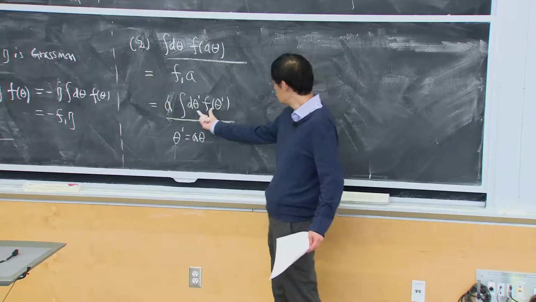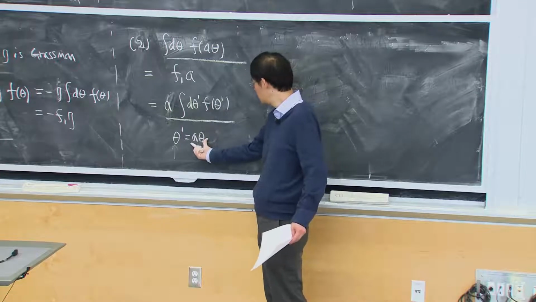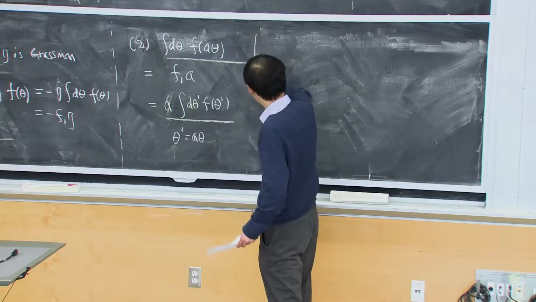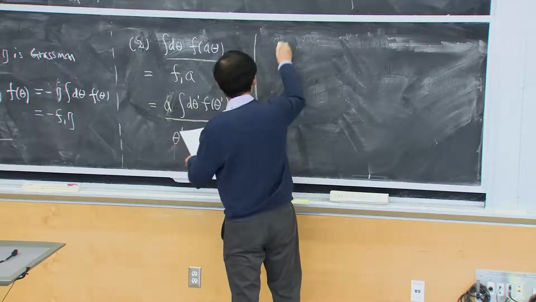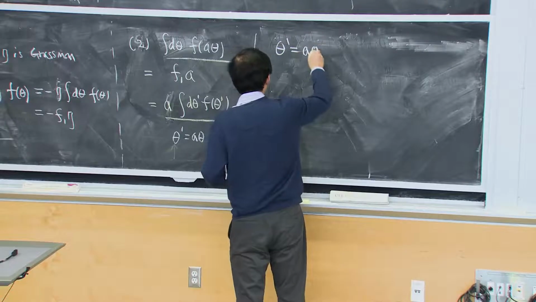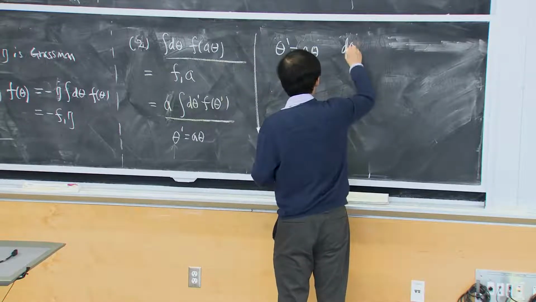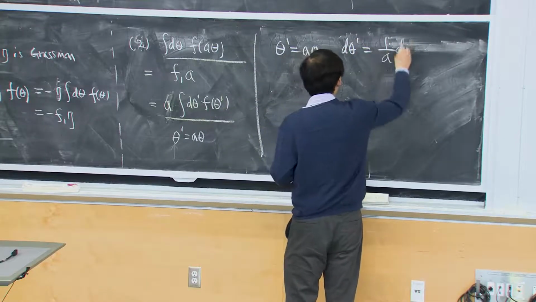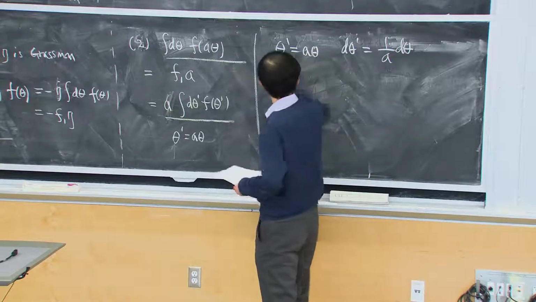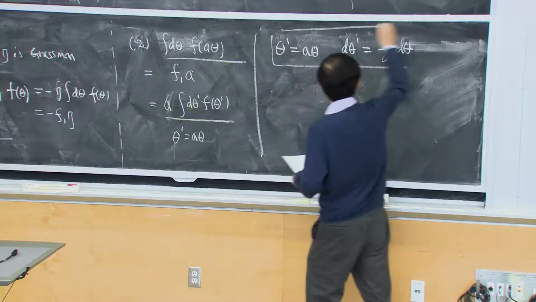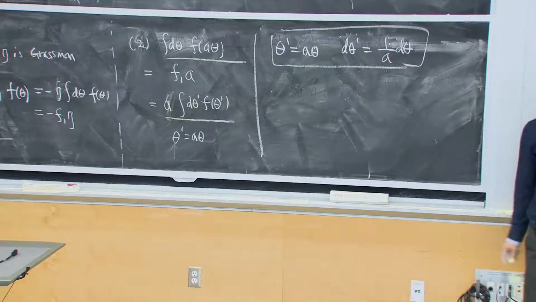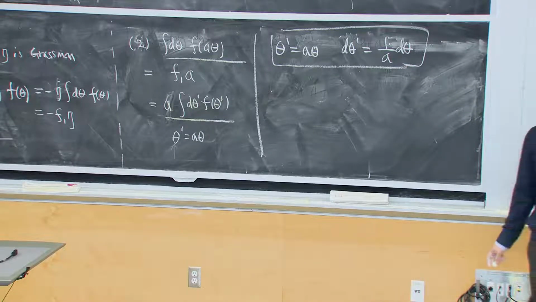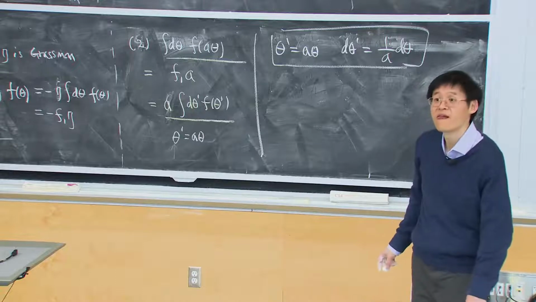So normally when we do a change of variable, theta prime equal to A theta, and d theta prime is actually equal to 1 over A d theta. If you compare these two, again this is opposite to the standard story. So d theta prime is actually equal to 1 over A d theta.